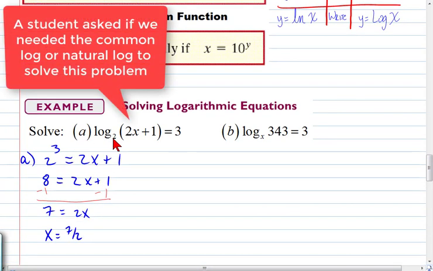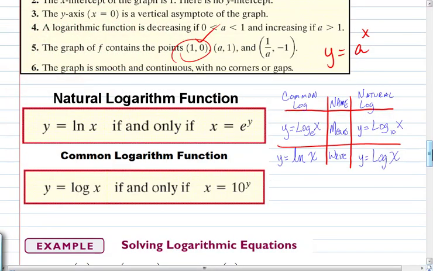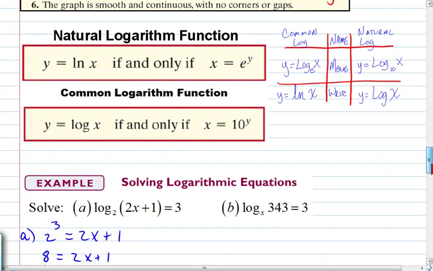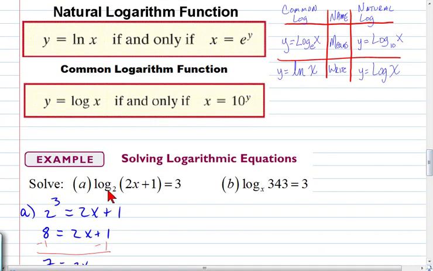This is a log base 2. It's neither a natural log nor a common log. A natural log is a log base e. A common log is a log base 10. This happens to be a log base 2. We don't have a button for it on the calculator.